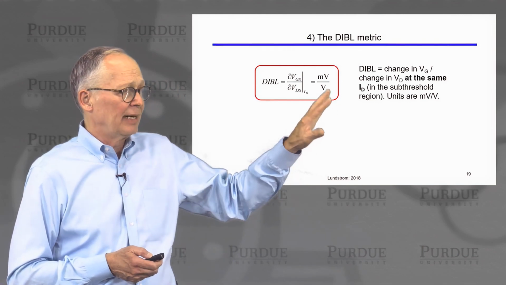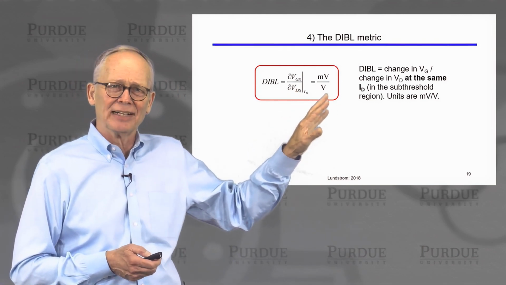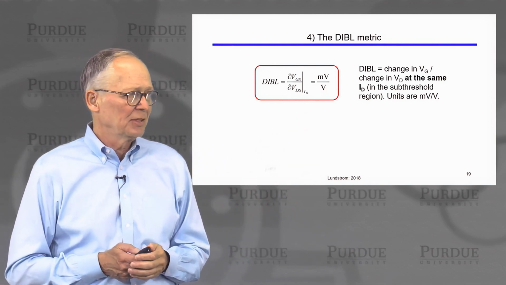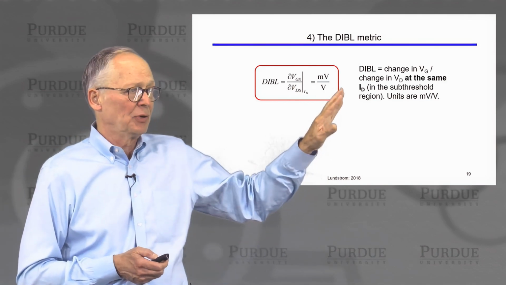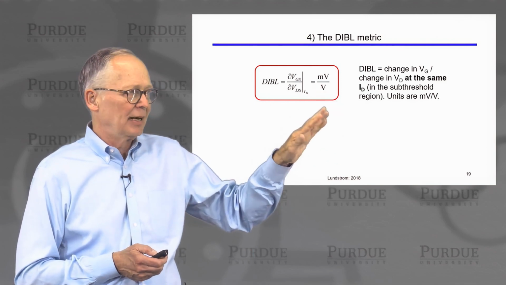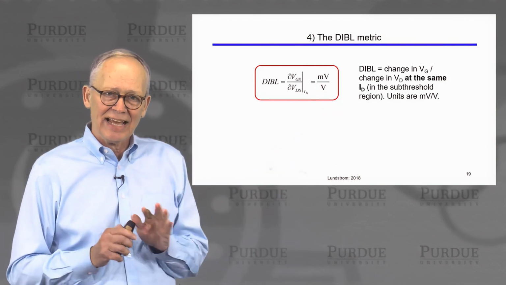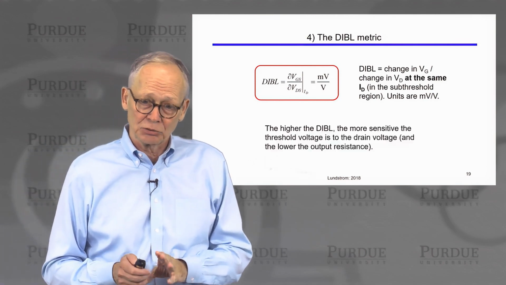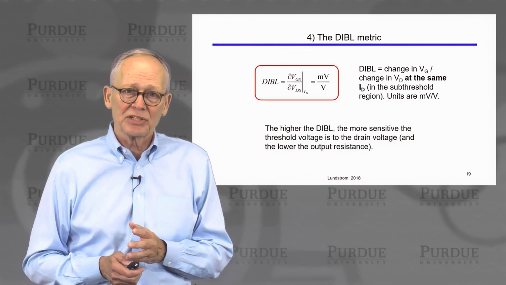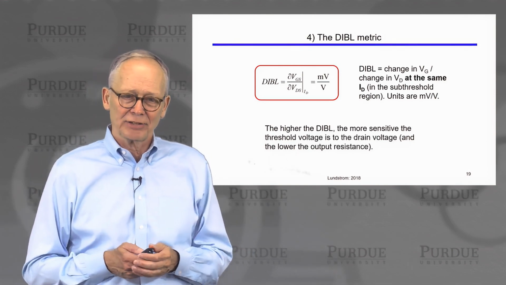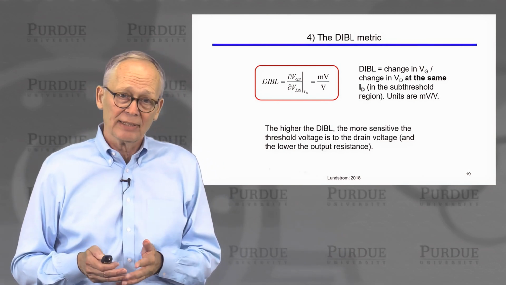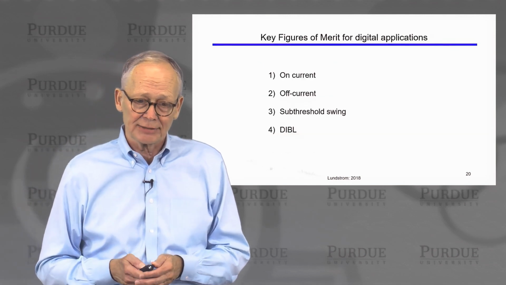So once again, we have a mathematical definition. It's easier to understand what it is by looking at one of the transfer characteristic plots and seeing this parallel translation. We measure it in millivolts per volt. Typically, it's the millivolt change in the gate voltage per voltage change in the drain voltage at a fixed current in the subthreshold regime. The higher the DIBL, the more sensitive the threshold voltage is to the drain voltage, and that's not a desirable characteristic for a transistor. Also, the lower the output resistance would be if we look at the output characteristics of the transistor.